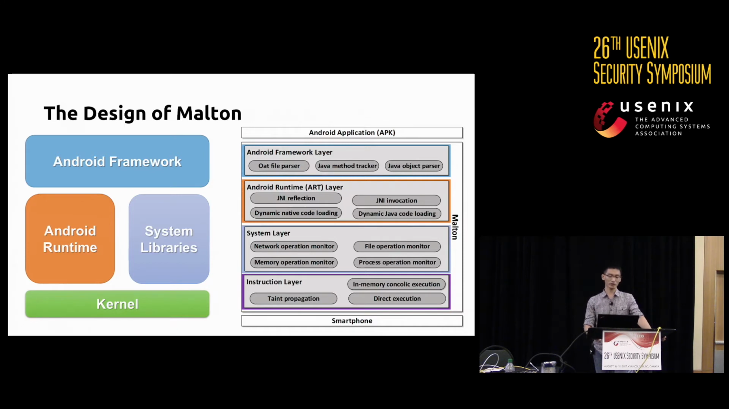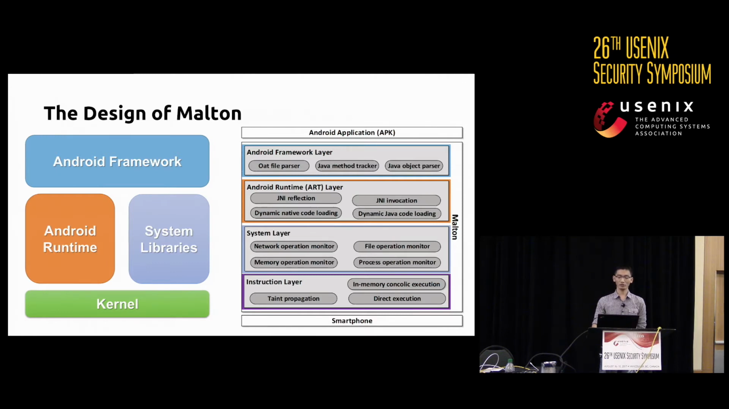The left figure illustrates the cross-layer architecture of Android system. The Android framework is implemented by Java code, and all its implementations are stored in the file boot.oat. Android runtime and system libraries are implemented by native code. In this paper, we do not consider the Android kernel.